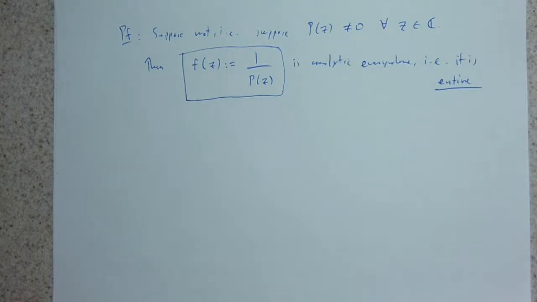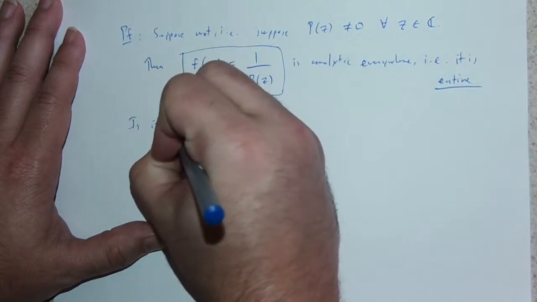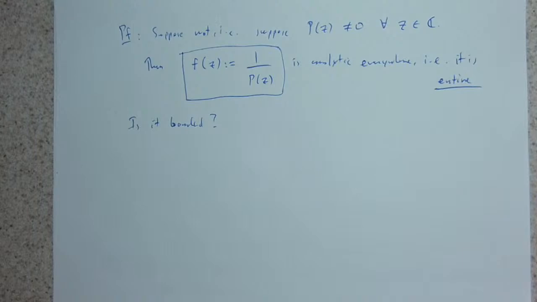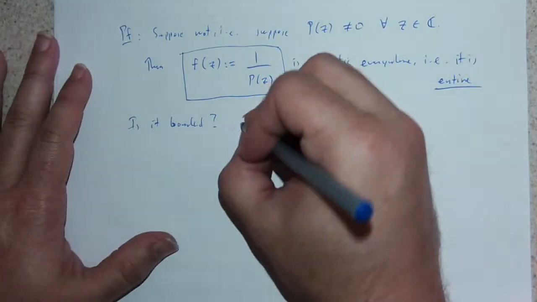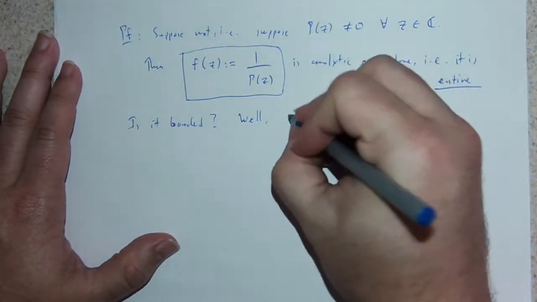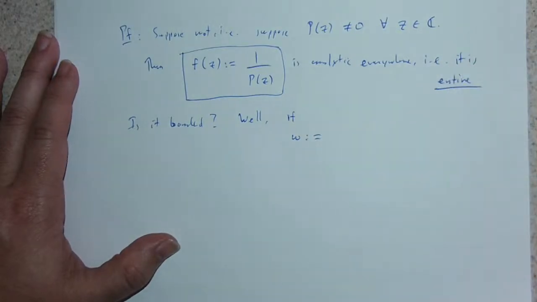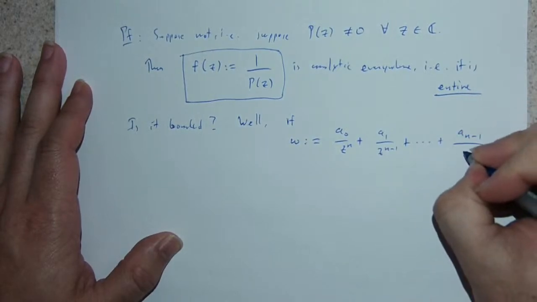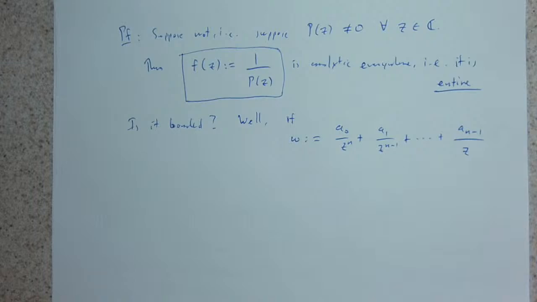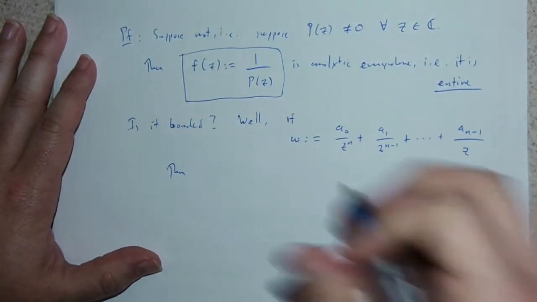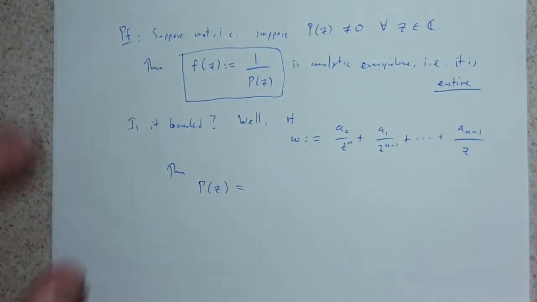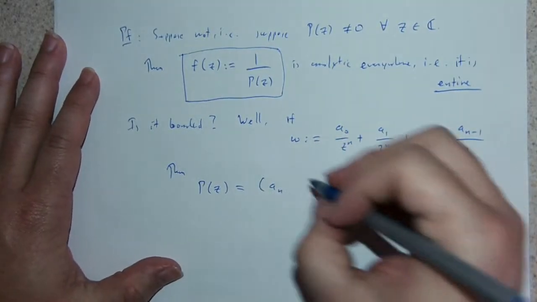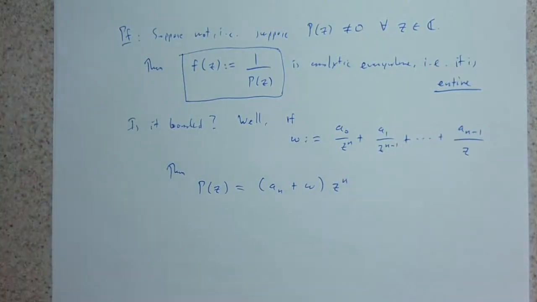Okay. So if I consider the reciprocal of that polynomial, this thing is entire. So that's nice. Question is, is it bounded? Well, if w is defined to be a naught over z to the n plus a sub 1 over z to the n minus 1, and so on, all the way up to a sub n minus 1 over z, then we can rewrite our p of z as a sub n plus w times z to the n.